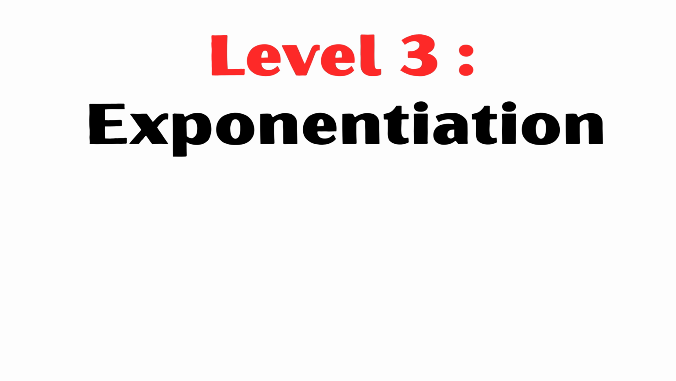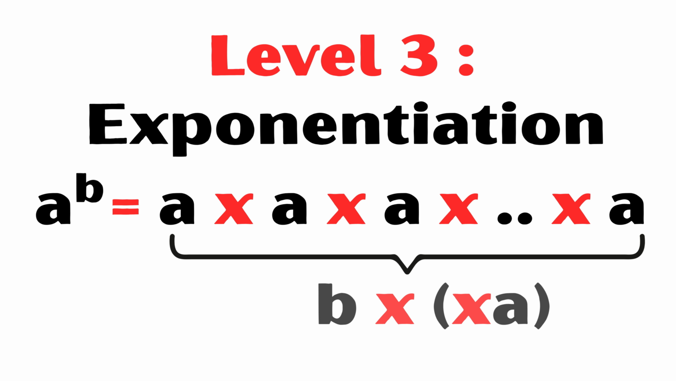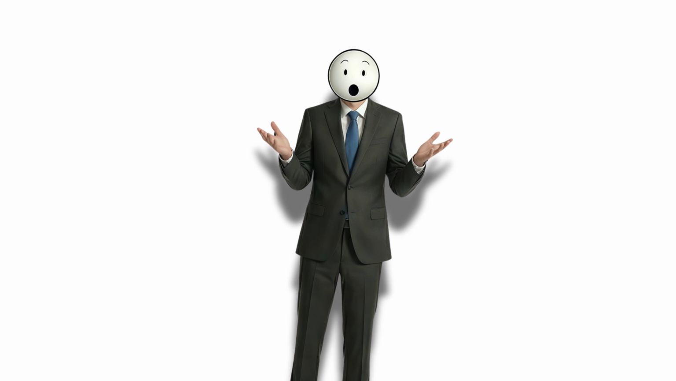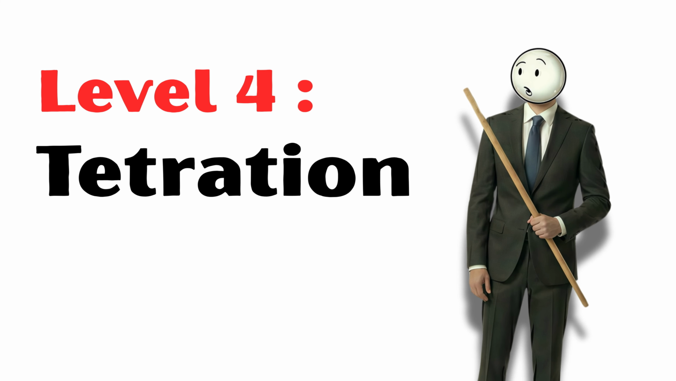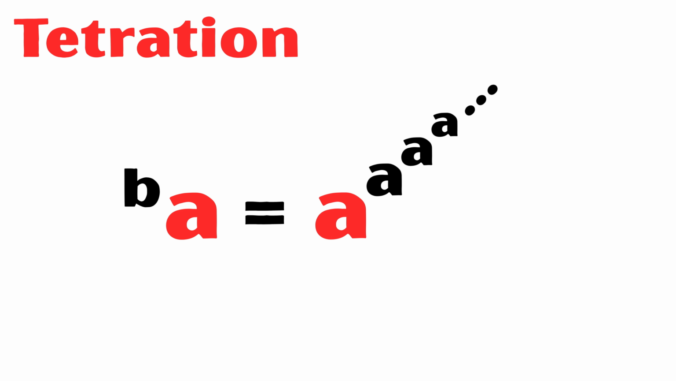The level above multiplication is exponentiation, which is repeated multiplication. A to the power of B is equal to A multiplied by itself, B times. But here is where things get interesting. The next operation is one many people have never even heard of: tetration. Tetration is repeated exponentiation. A tetrated to B is essentially a power tower with a height of B.